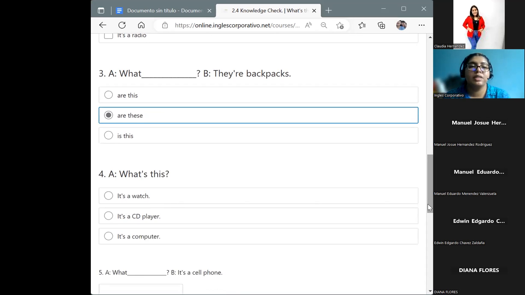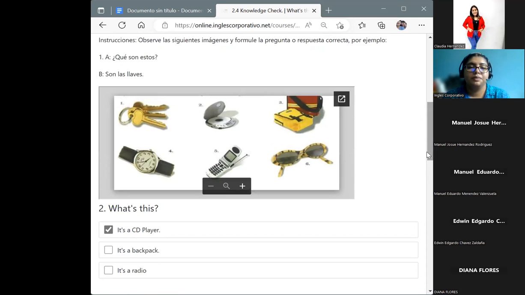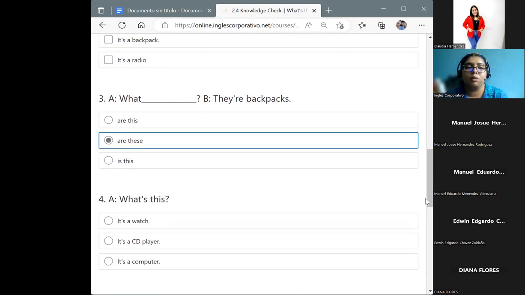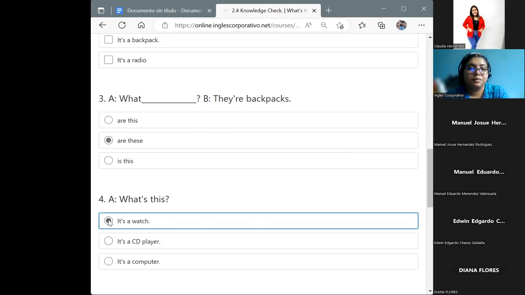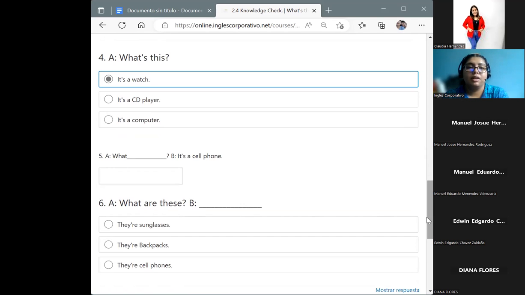Next one, what is this? Number four. Let's see, number four. And number four, it's a watch, CD player, or a computer? It's a watch. It's a watch. Number five, what? And we are talking about one thing.